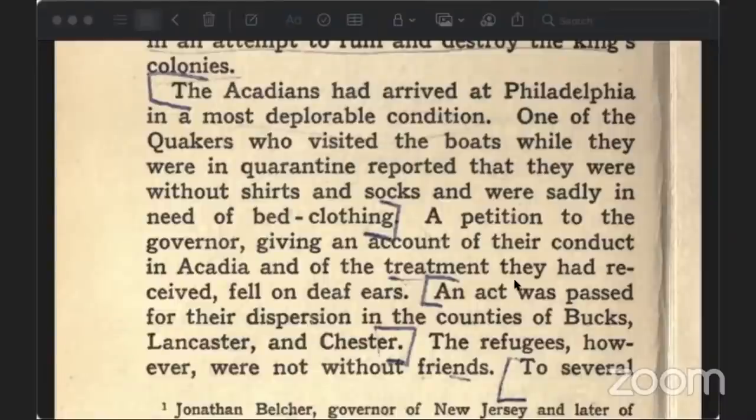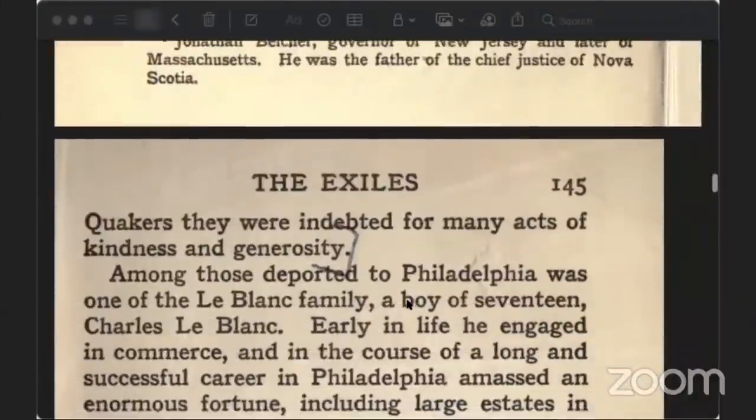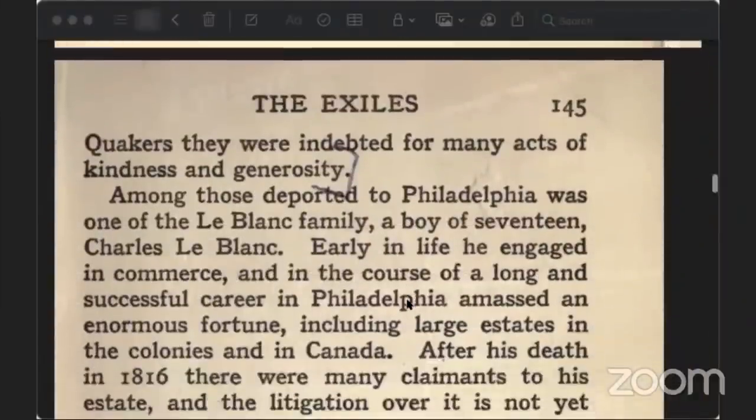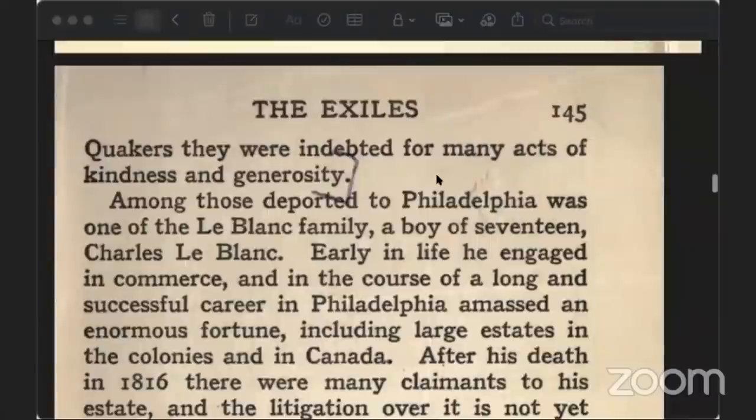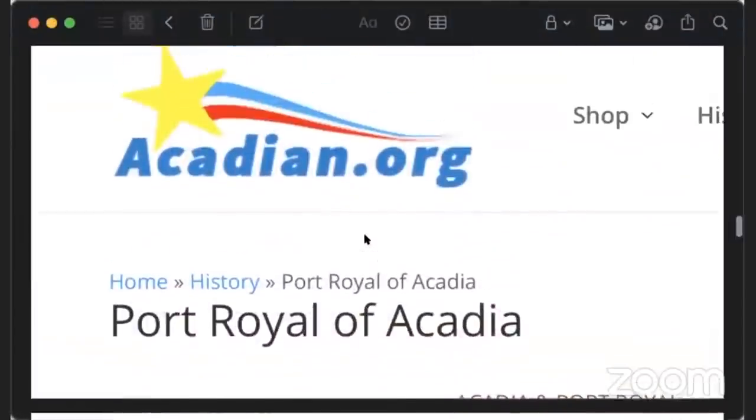An act was passed for their dispersion in the counties of Bucks, Lancaster, and Chester. The refugees, however, were not without friends. Several Quakers, they were indebted to for many acts of kindness and generosity. Now, why were the Quakers helping these people a lot? Now, remember who else the Quakers in history were helping, right? Weren't they helping runaway slaves in the Underground Railroad? Quakers? They're also helping Acadians who are going north to Canada. What a coincidence.